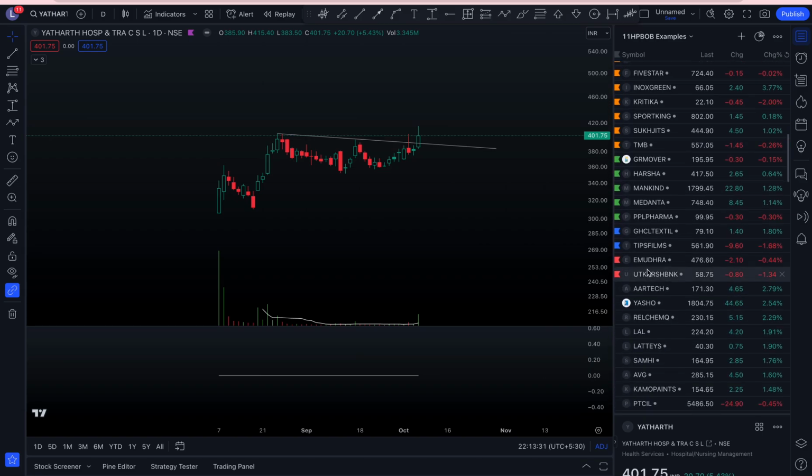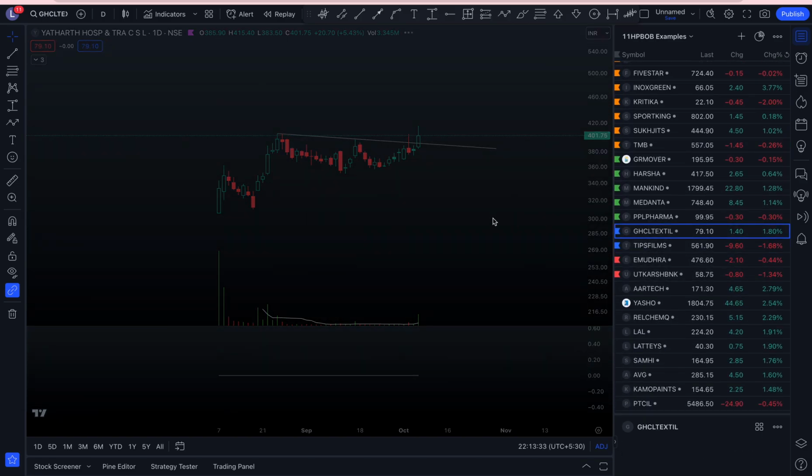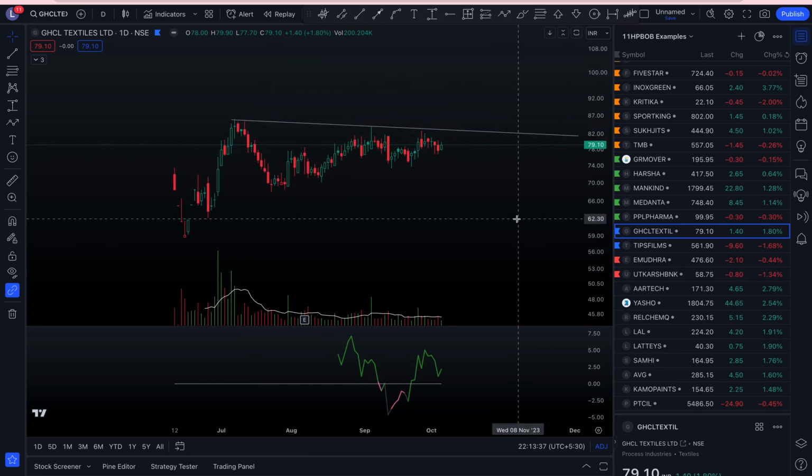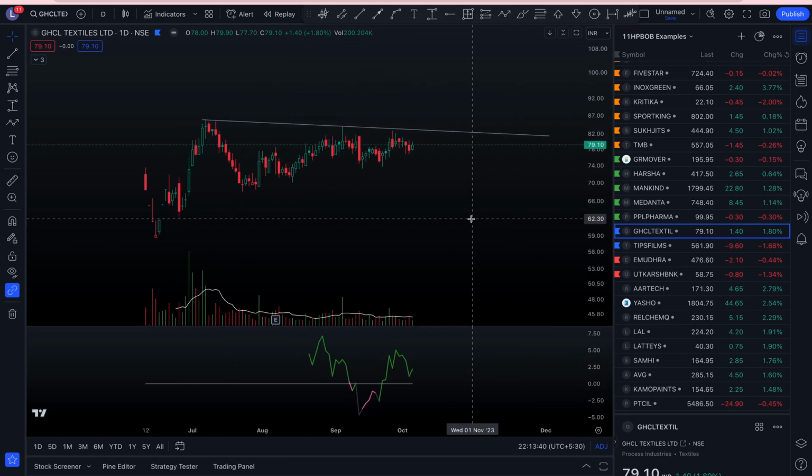But again, there are so many other nice names. GHCL Textile is another one, which I'm keenly observing, because this is at its peak. माने peak के ऊपर भी कुछ है तो वो है ये.